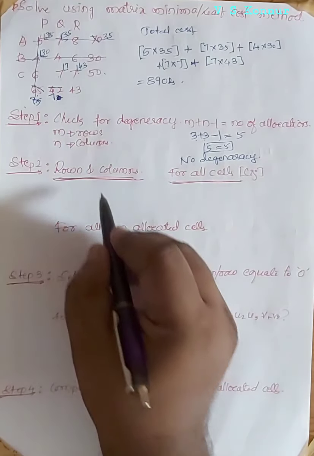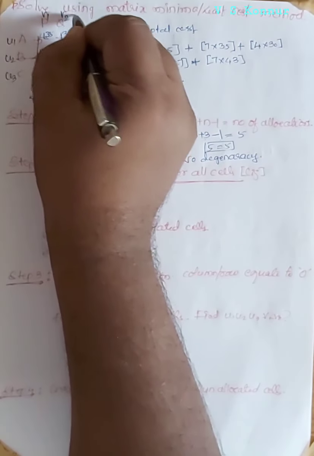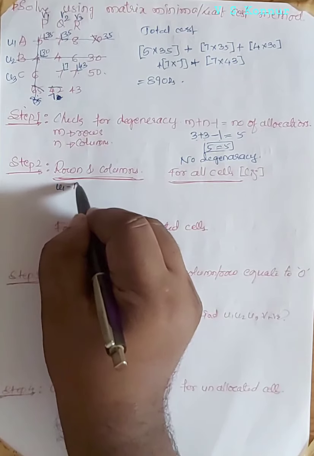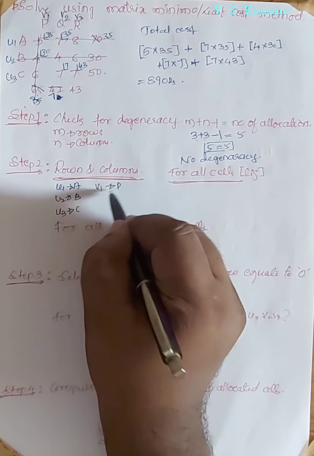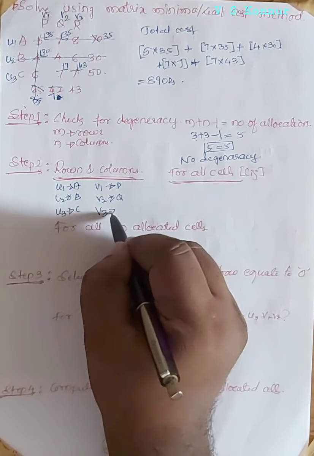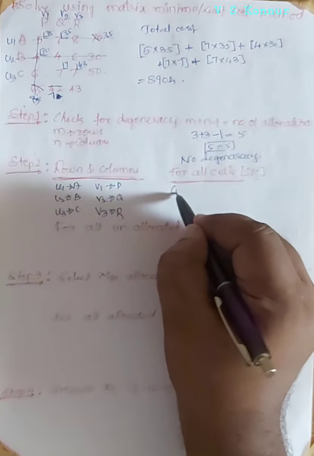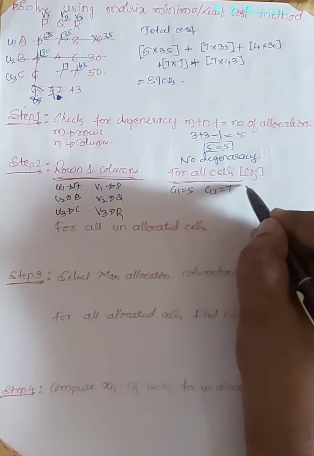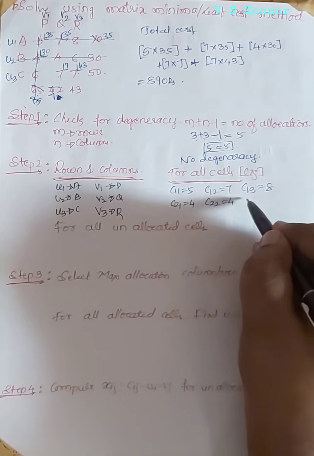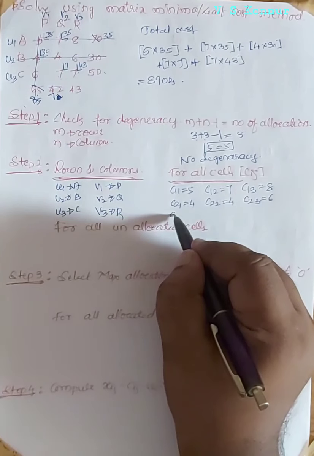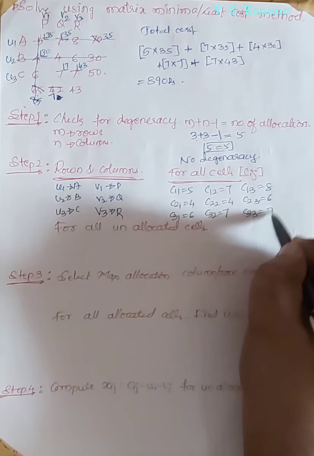Next, we'll go for the next step, rows and columns. For rows, we will write U1, U2, U3. For columns, we will write V1, V2, V3. So U1 is for A, U2 is for B, U3 is for C. In the same way, V1 for P, V2 for Q, V3 for R. For all the cells, C11 is equal to 5, C12 equal to 7, C13 is equal to 8, C21 is equal to 4, C22 is equal to 4, C23 is equal to 6. Next, C31 is equal to 6, C32 is equal to 7, C33 is equal to 7.